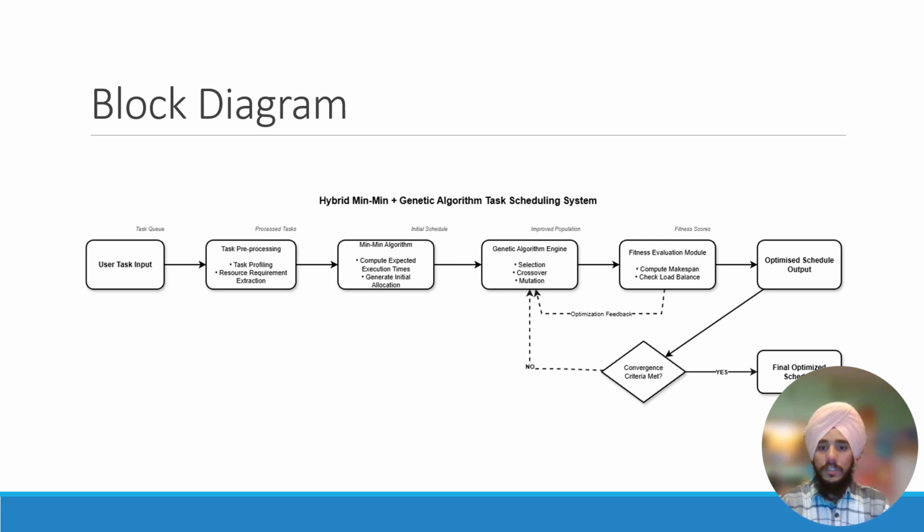The result of this is then fed into the genetic algorithm, which performs selection, crossover, and mutation to enhance the schedule. The fitness evaluation module measures makespan and load balance. The optimal schedule is produced as the final output.